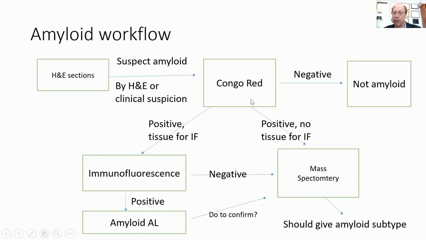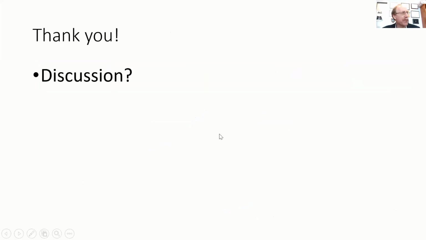If we don't have tissue for IF, we're going to go right from that Congo Red to mass spec, and this should give us a nice amyloid subtype. And so I think that's what we have. Again, I would sum up my talk by saying that it's important that the pathologists are aware of this, that they're thinking about this for unusual cases, and that they're also on top of the methods that we can now use to further subtype this. Because if we don't make this diagnosis, the therapy and other things aren't going anywhere. And thank you.